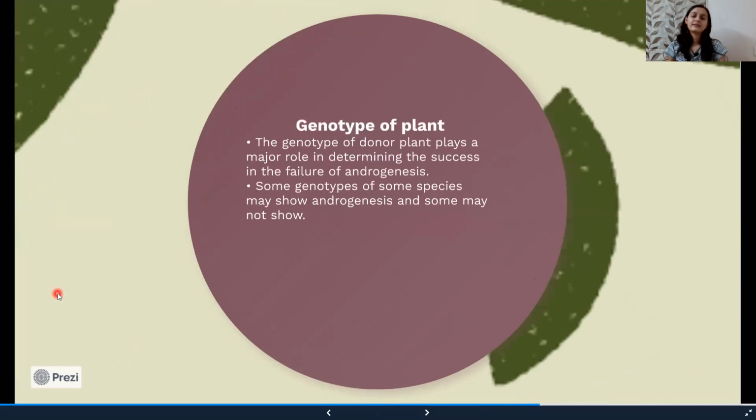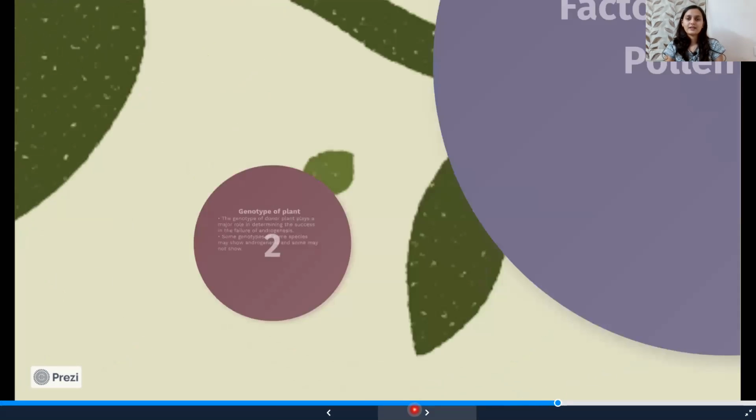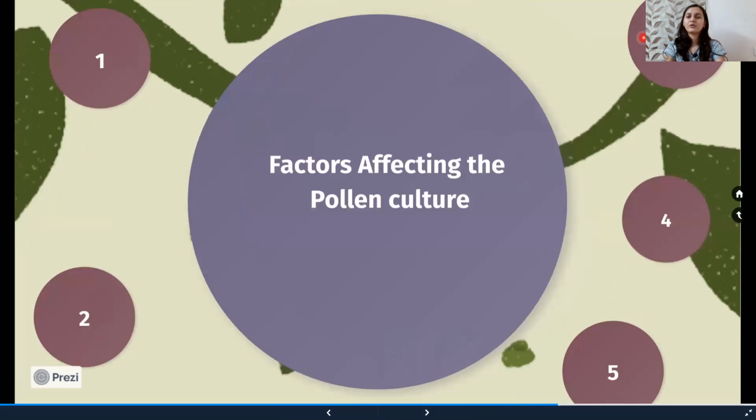The second factor is that the genotype of a plant affects androgenesis. The genotype of the donor plant plays a major role in determining the success or failure of androgenesis. Some genotypes of some species may show androgenesis and some may not. So this was all about genotype.